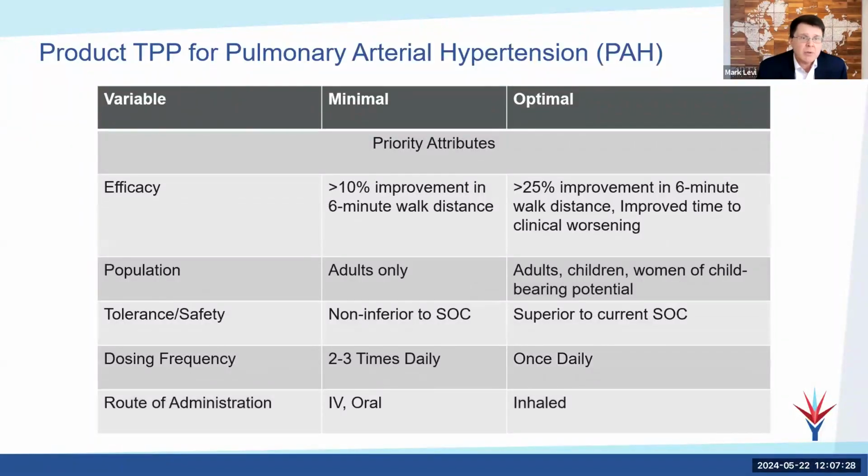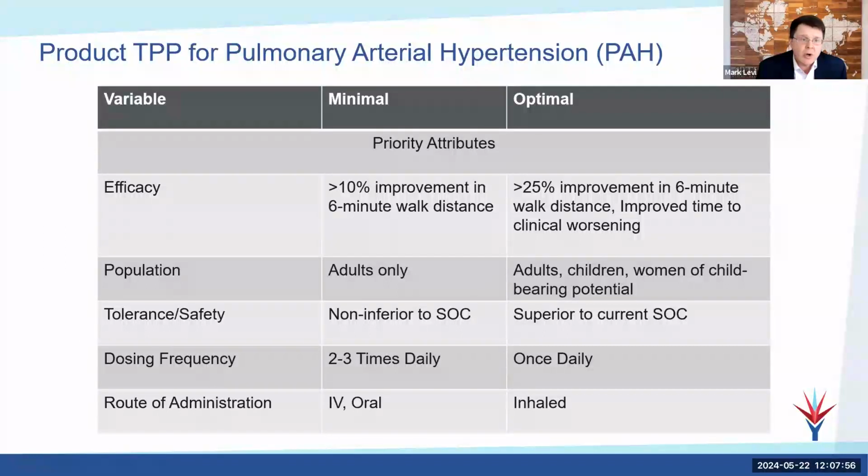One more example would be for pulmonary arterial hypertension, where among your priority attributes for efficacy, you would want a greater than 10% improvement in the 6-minute walk distance. And this is a standardized measure. Optimally, you would want greater than a 25% improvement.